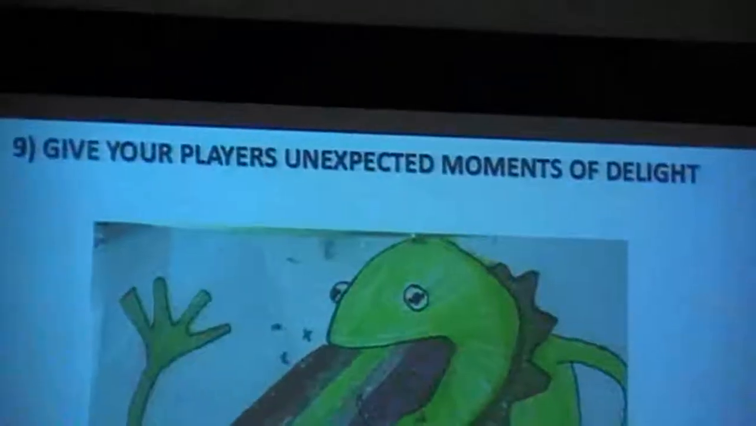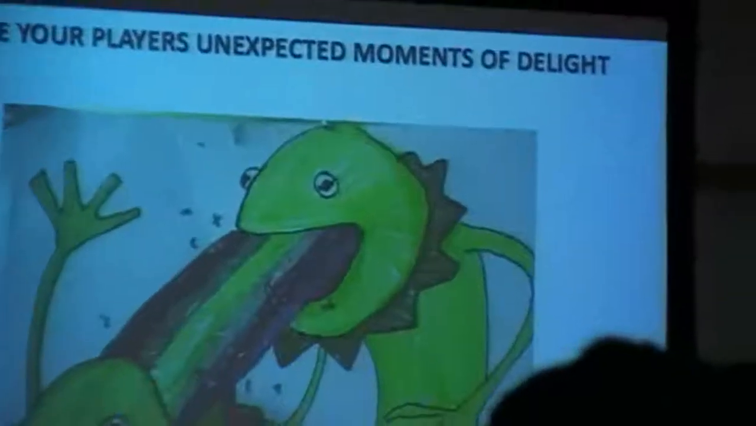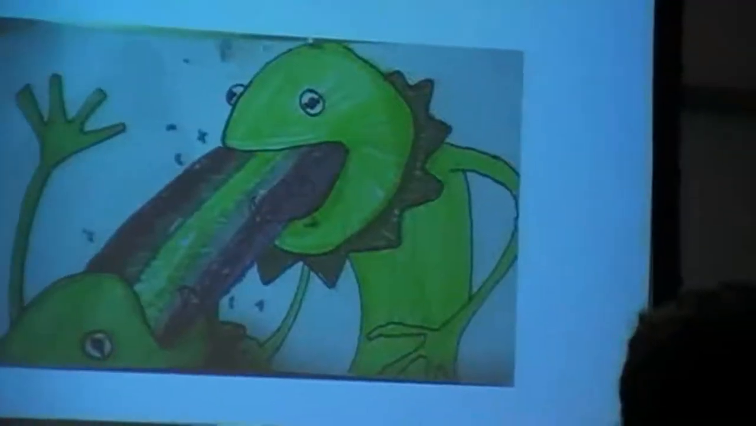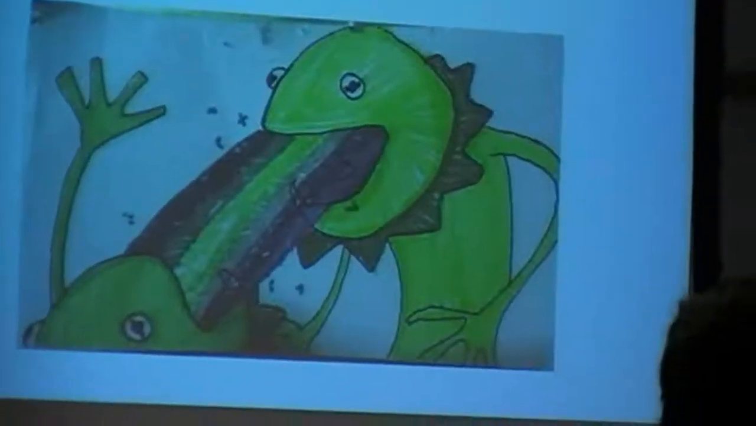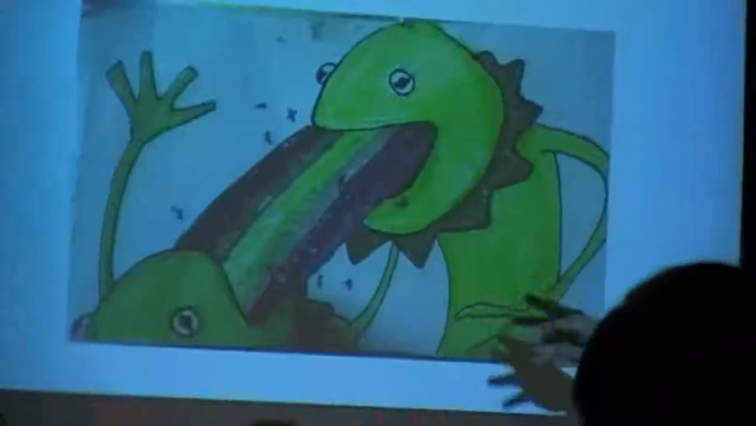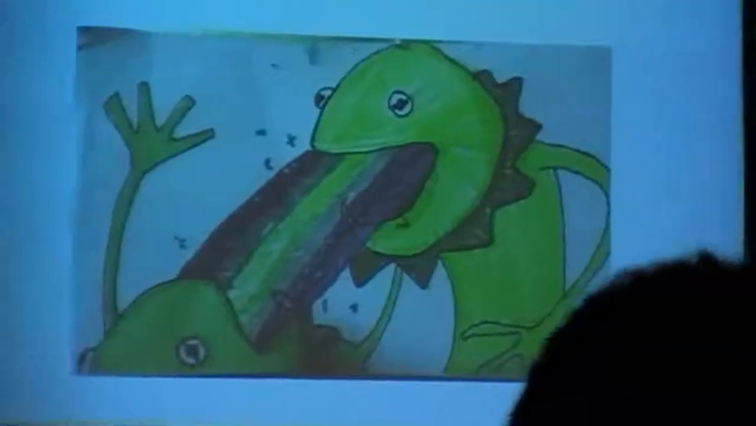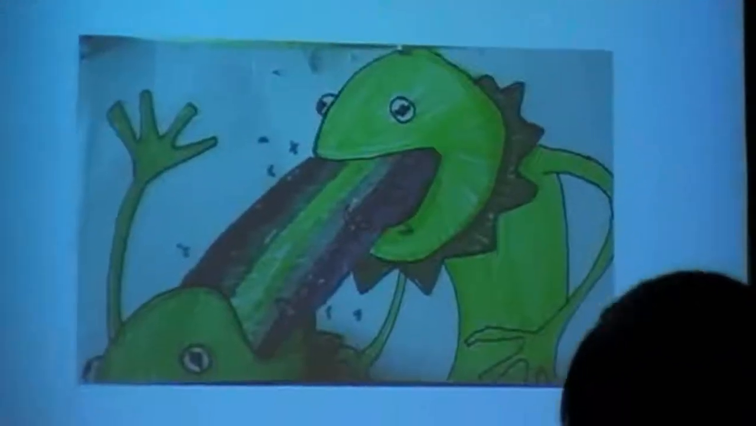Give your players unexpected moments of delight. I used to have one of the comics about the guy with the rainbow coming out of his mouth looking at something awesome. But it turns out I wanted to put this on because this was drawn by two EA creative directors and a game designer while we were sitting at a meeting at EA, so it has a little personal touch for me.